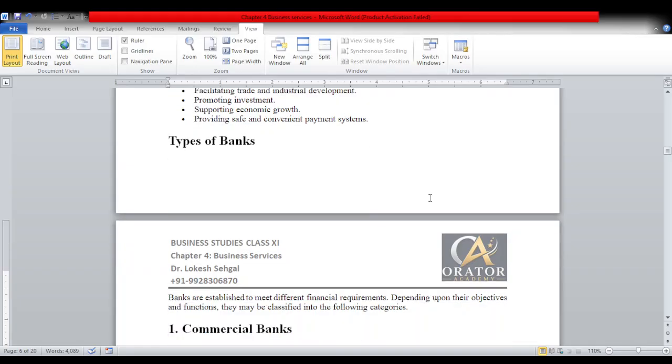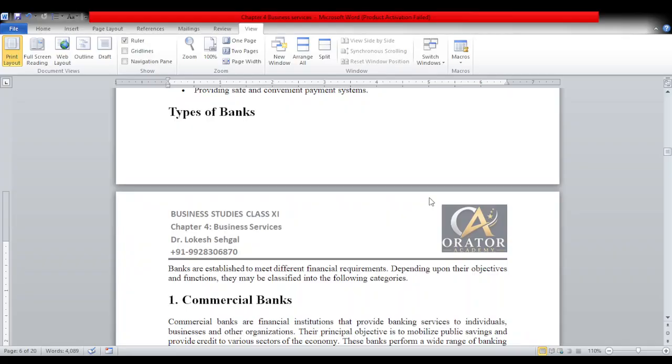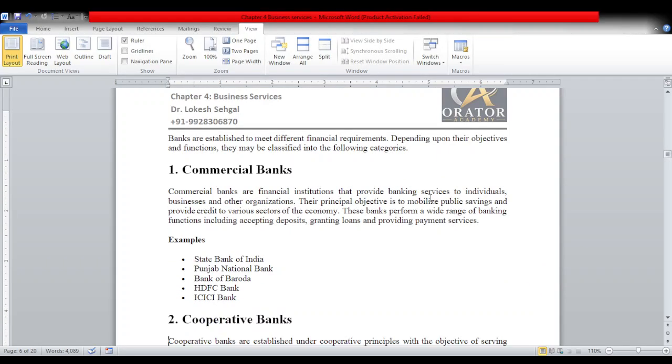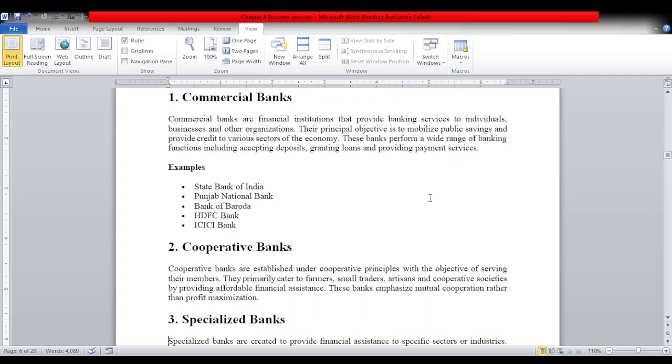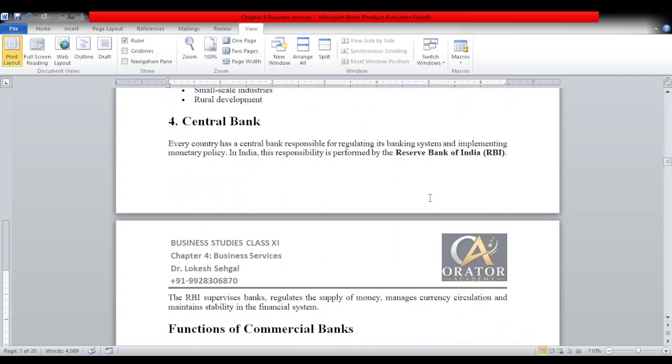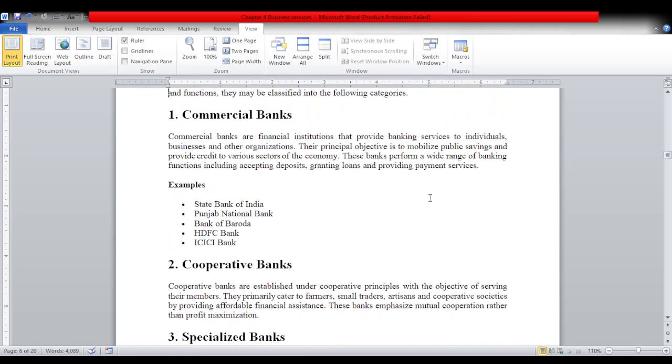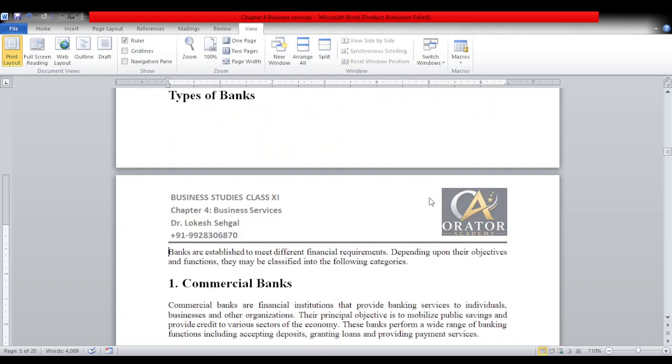Now let's understand the types of banks. You have heard about the different types of banks, which include the customer bank, commercial bank, cooperative bank, specialized bank, and central bank. So what do you mean by each particular bank? Let me help you understand.